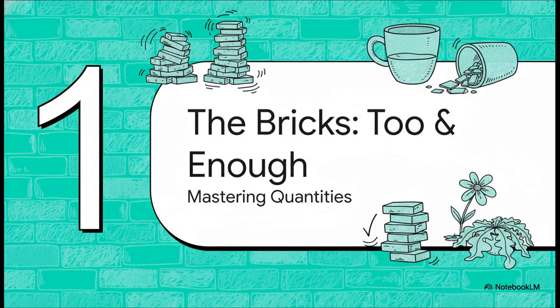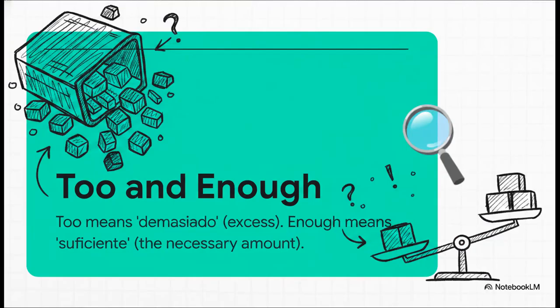The bricks, mastering too and enough. To lay our foundation, let's establish exactly what these terms mean in direct translation for our Spanish speakers, just to bridge that gap to English fluency. Our sources point out that too translates to demasiado, meaning it's more than is necessary, and honestly, it usually carries a kind of negative connotation. It implies excess. On the flip side, enough translates to suficiente, or la cantidad necesaria. It means you have exactly the right amount. Understanding this core difference in intent, that's your absolute first step.